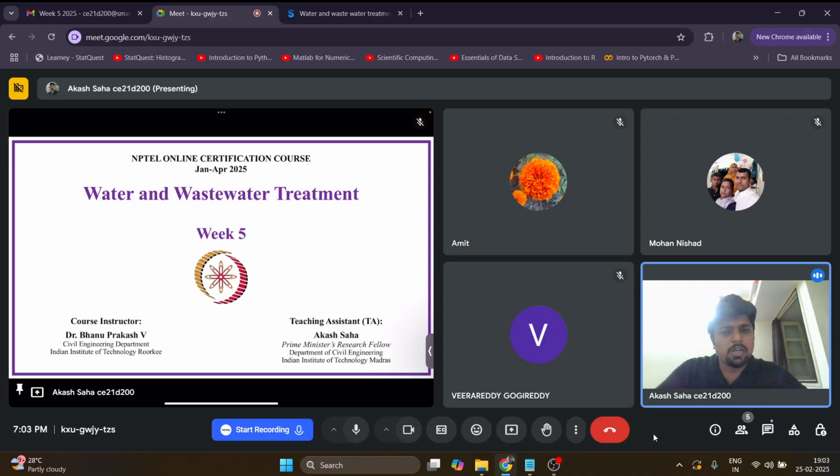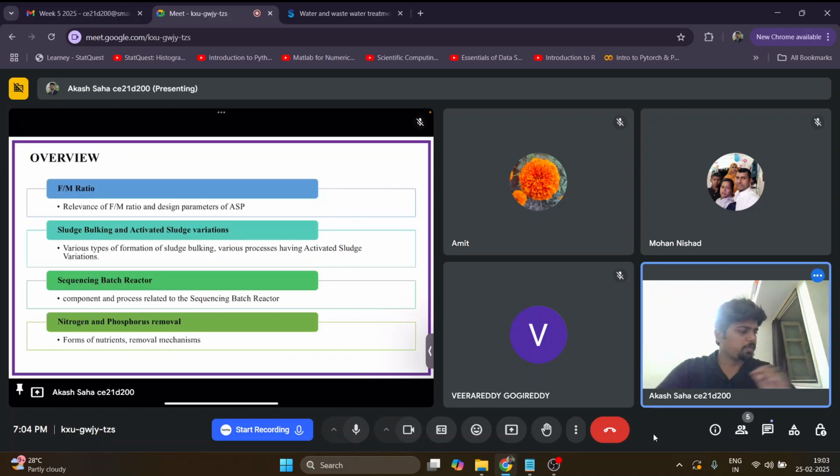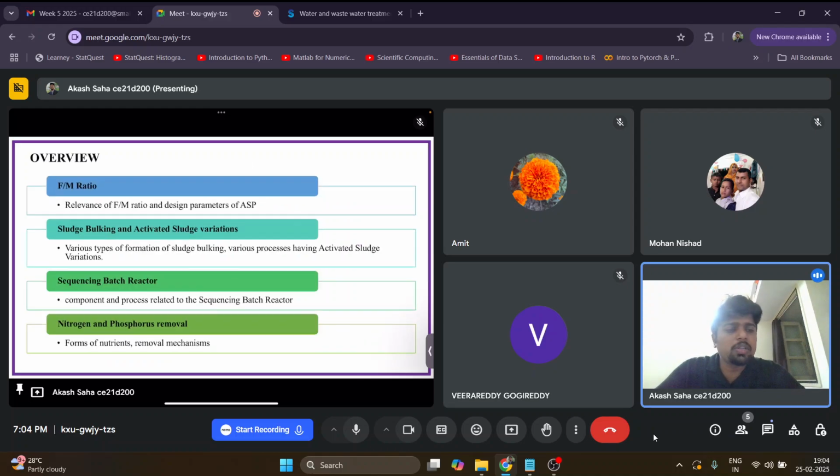I am a PMRF scholar at the Department of Civil Engineering at IIT Madras, where I am pursuing environmental engineering in my PhD. Okay. So coming to the contents of this week 5 lecture, we have extensively discussed the F by M ratio. What is the relevance of this F by M ratio and what are the design parameters that are affected in the activated sludge processes?